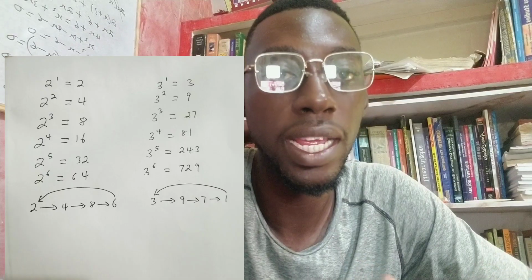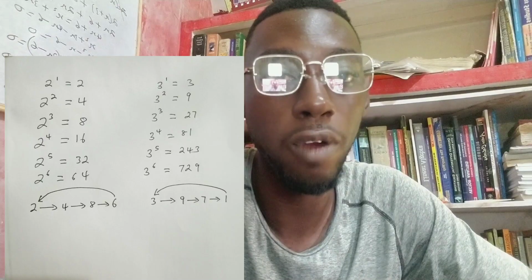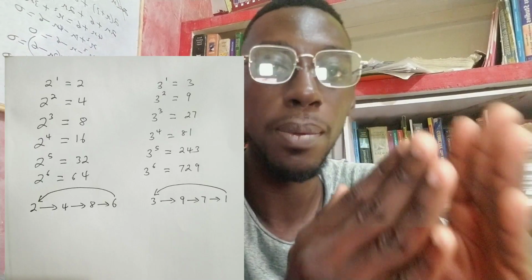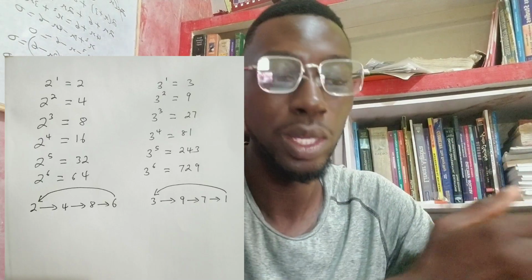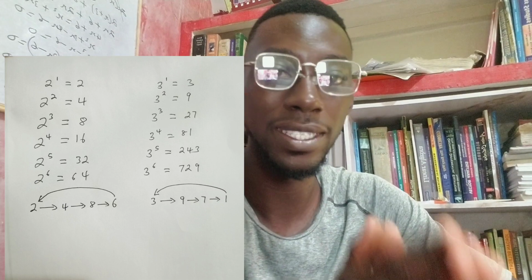Let's take a look at the cyclicity of 2, for instance. 2 raised to the power 1 gives 2. 2 raised to the power 2 gives 4. 2 raised to the power 3 gives 8. 2 raised to the power 4 gives 16. 2 raised to the power 5 gives 32. 2 raised to the power 6 gives 64.